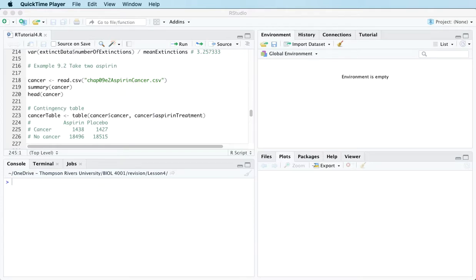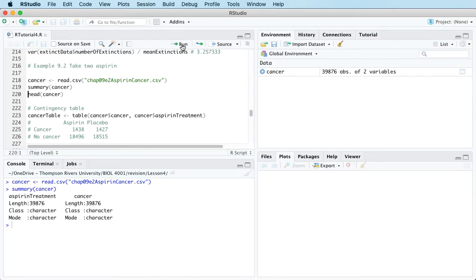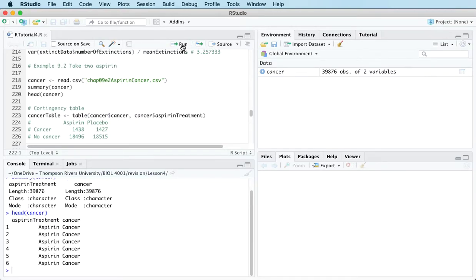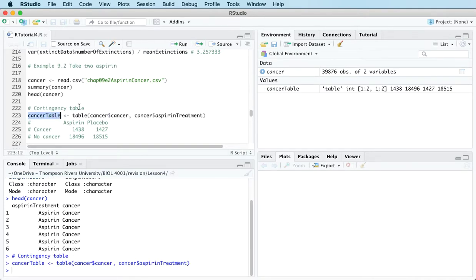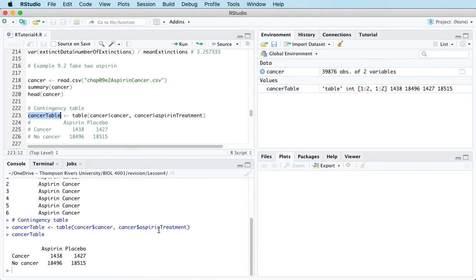In this video, I'm going to talk about looking at associations between categorical variables using something called contingency analysis. To illustrate, we have some data here from an experiment that looked at a possible relationship between cancer and taking an aspirin. So let's take a look at the data here. This is called a contingency table, and it summarizes the results of this particular experiment.